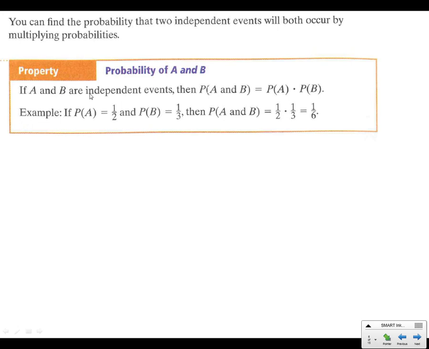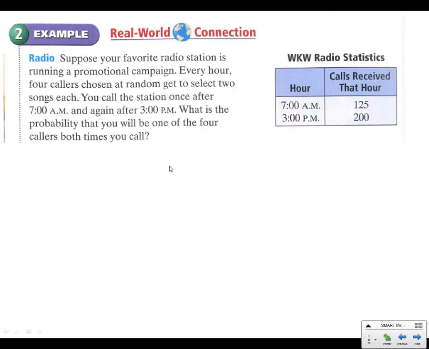All right, so if we're independent events, if the first does not affect the second and we want to do both of them, we're going to multiply the two probabilities. Okay, so let's take a look at this. What's the probability that if we call in to a radio station and we pick a song, they're going to let our song be the one that goes on the air? Well, they're picking 4 callers every hour. If we call in at 7 a.m., we have a 4 out of 125 chance. If we call in at 3, we have a 4 out of 200 chance.